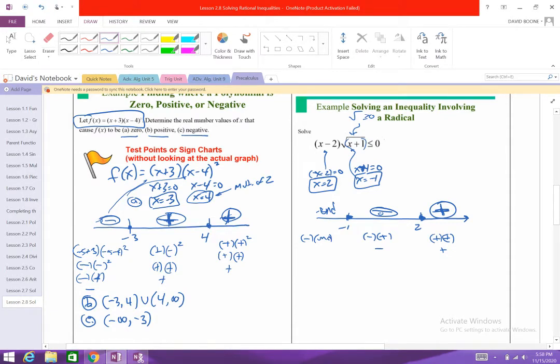Well, that's where I got to look at the question. The question asks, where is it less than or equal to 0? So I know it's equal to 0 at negative 1 and 2, and it's negative everywhere in between. So my solution would be, again, I can include that negative 1 because I want it to be equal to 0. So negative 1 all the way up to 2. And again, include that 2 because I want to find out where it's also equal to 0. So that would be our answer.